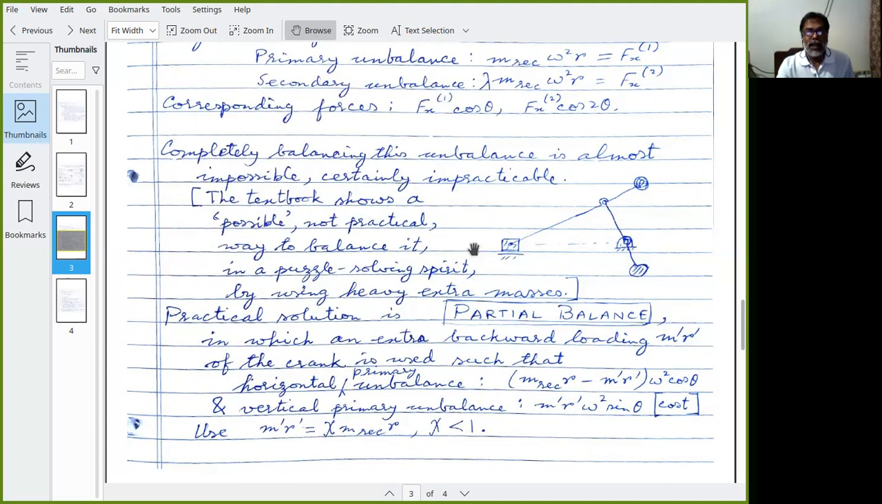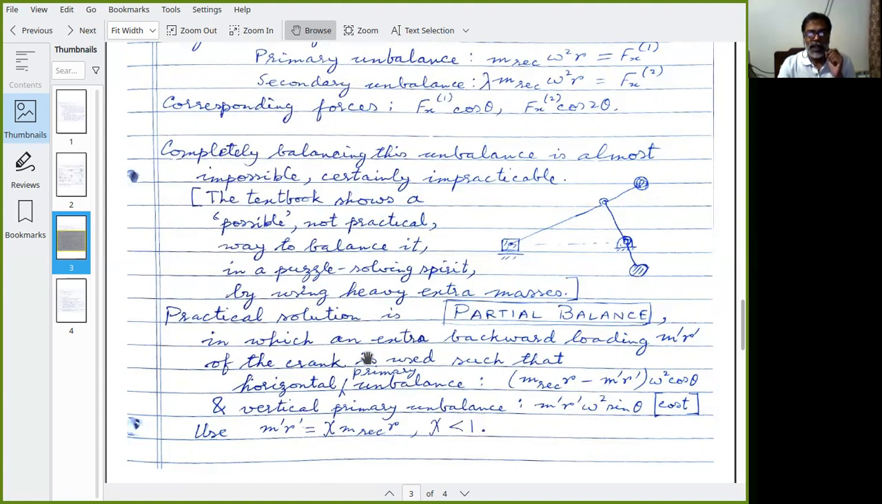But then that counterweight would produce a vertical unbalance also, which would be the sine component. Because sine theta also varies from -1 to +1, and cos theta also varies from -1 to +1. In order to completely balance one, you produce the other completely, which remains unbalanced. So you don't like that.